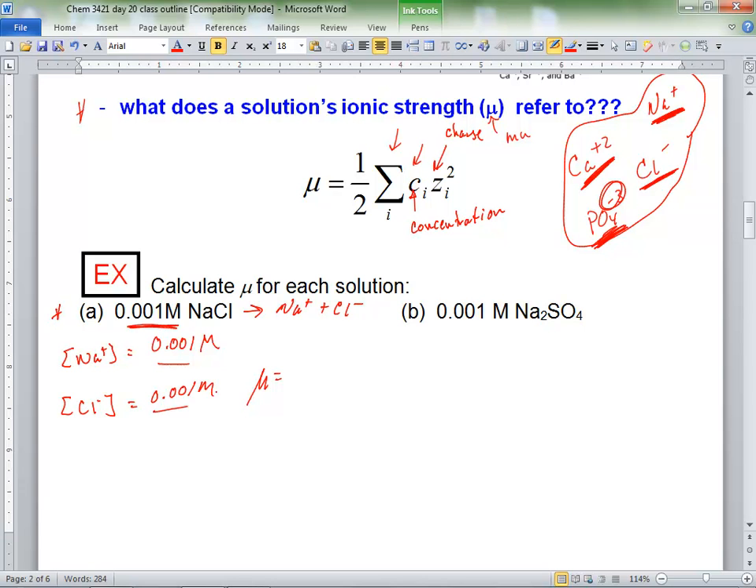Okay. So mu, 1/2, concentration 0.001 times the charge squared, and chloride, 0.001, -1 squared. Negatives really don't matter, because you're squaring it. So that 0.001 plus 0.001 divided by 2, you get 0.001. Make sense?